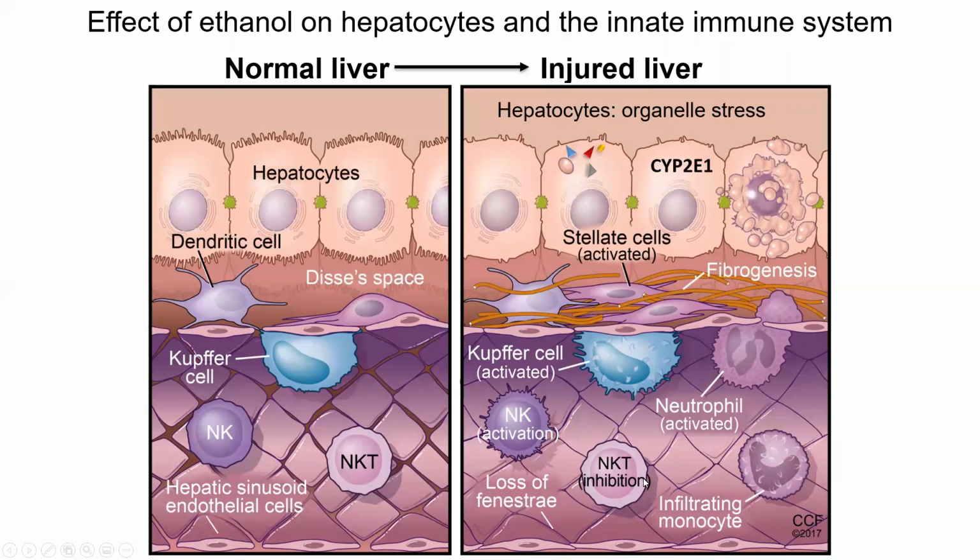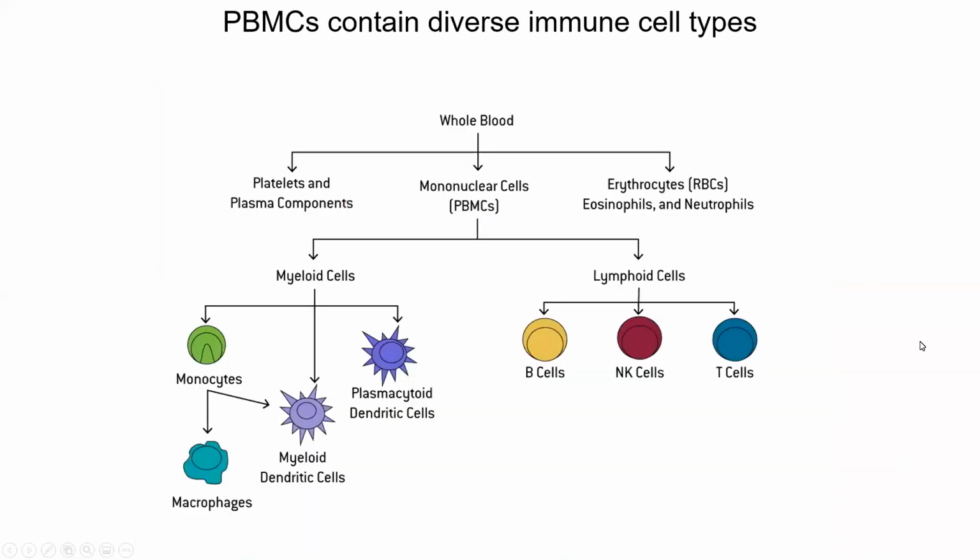During alcohol liver disease and any kind of injured liver, we get hepatocyte stress, and we get stellate cell activation leading to fibrogenesis. We also get changes in the endothelial cells, as well as activation of the resident immune cells and infiltration of monocytes, which is very important.